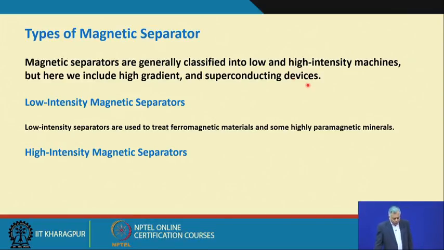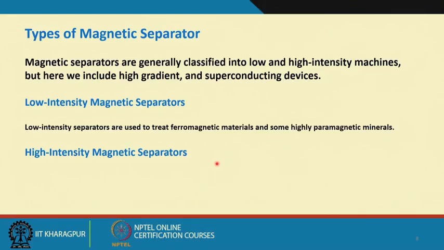Low intensity magnetic separators are used to treat ferromagnetic materials and some highly paramagnetic minerals. We do not require that type of high magnetic force to separate them out, because they are ferromagnetic. They have got inherent properties to be attracted towards even a mild magnetic field. High intensity magnetic separators are basically used for separating minerals which are weakly magnetic materials.